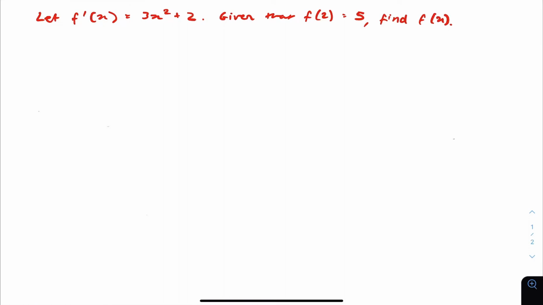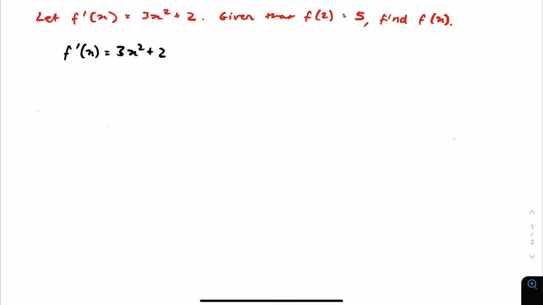Okay, so we're given that the derivative of f of x is equal to 3x squared plus 2, and given that f of 2 is equal to 5, find f of x. So I'm going to use, firstly, the integration method to show you how it's done. I'm just going to write everything out so it's easier for me. The derivative is equal to 3x squared plus 2.